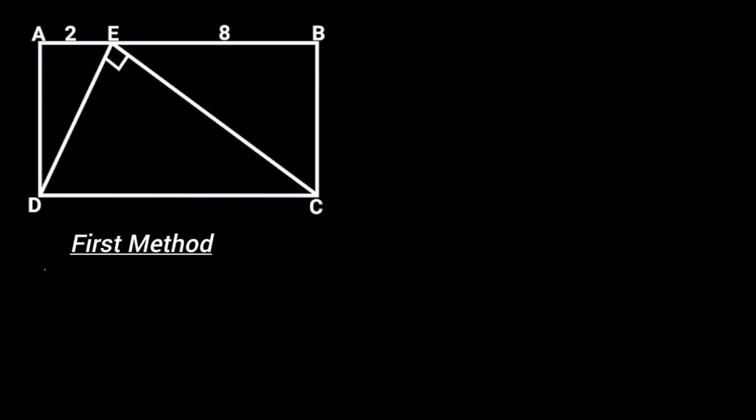First method. To solve this problem, let's recall that the area of a triangle is 1 over 2 times base times height. From the figure, the base of the triangle is equal to the length of the rectangle, that is, CD. And the height is equal to the breadth of the rectangle. CD is equal to 2 plus 8, which is equal to 10. To find the height of the triangle, let the breadth of the rectangle be h.